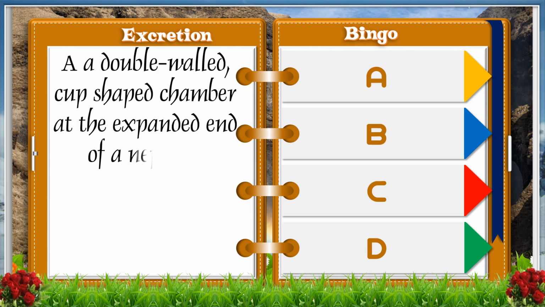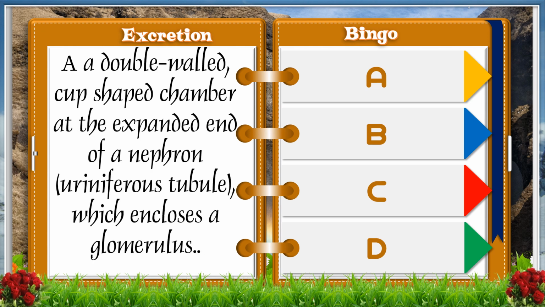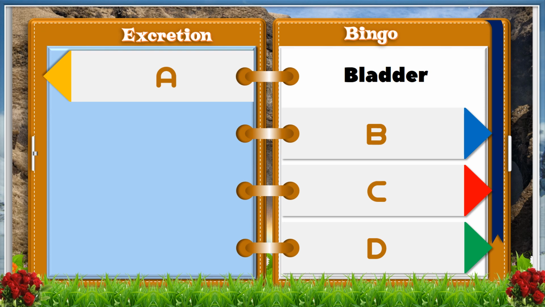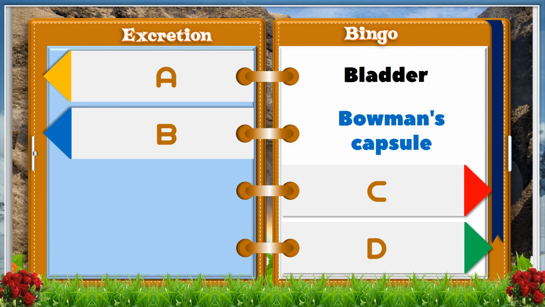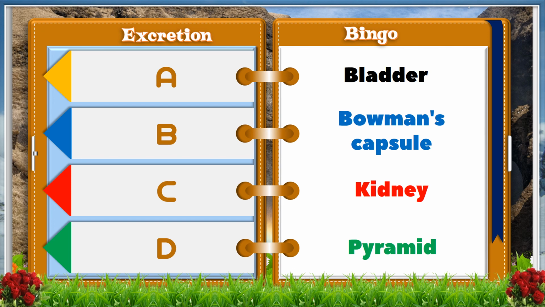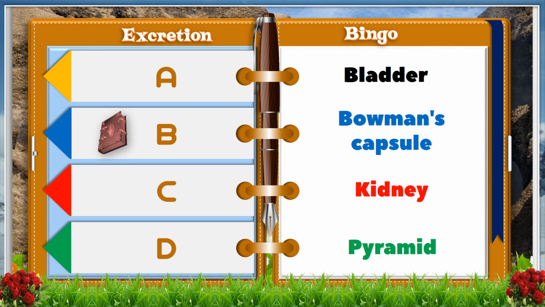A double-walled, cup-shaped chamber at the expanded end of a nephron, uriniferous tubule, which encloses the glomerulus. A. Bladder. B. Bowman's capsule. C. Kidney. D. Pyramid. And the answer is B. Bowman's capsule.